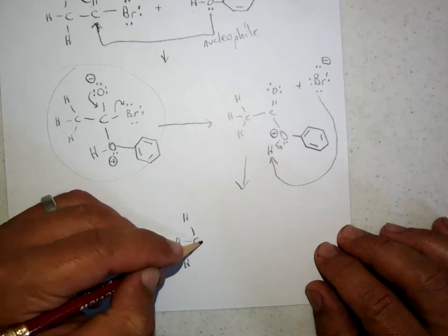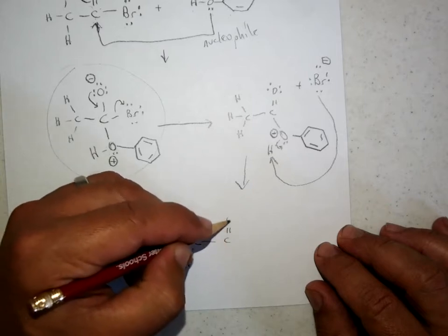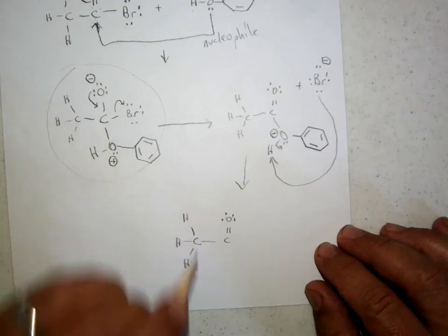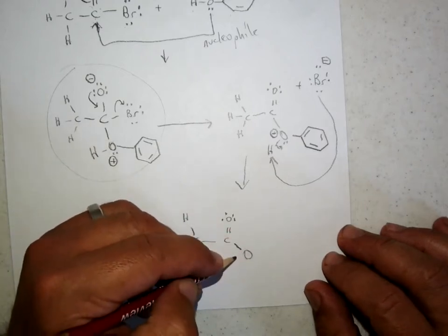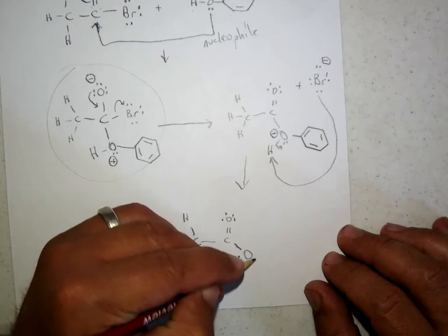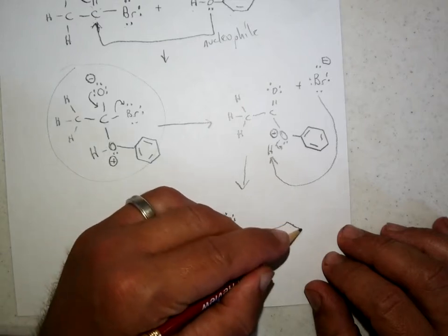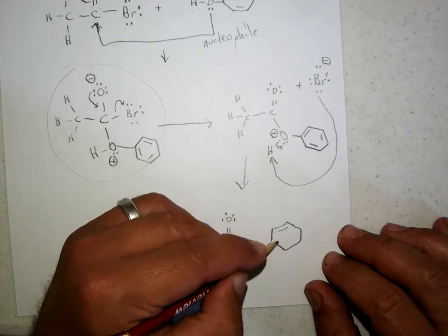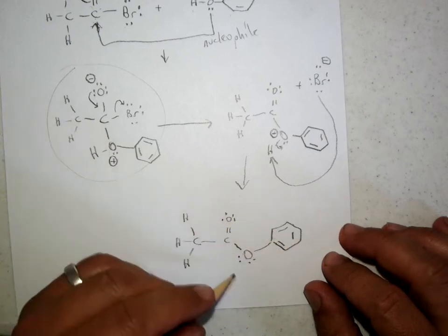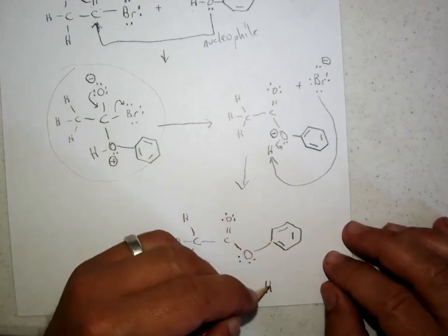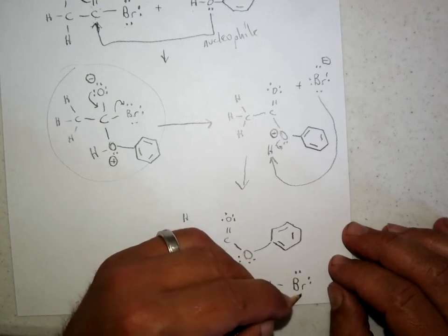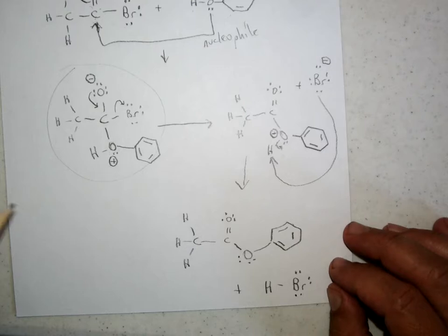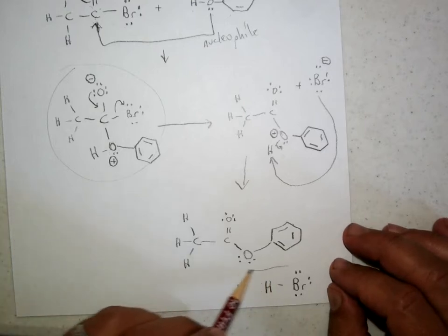The methyl is along for the ride. The carbonyl has been reformed. Yay, carbonyl. Now the oxygen, 2 lone pairs, and the phenyl on it. And we've regenerated some hydrogen bromide that was probably used to make that acid bromide in the first place. But there we go.